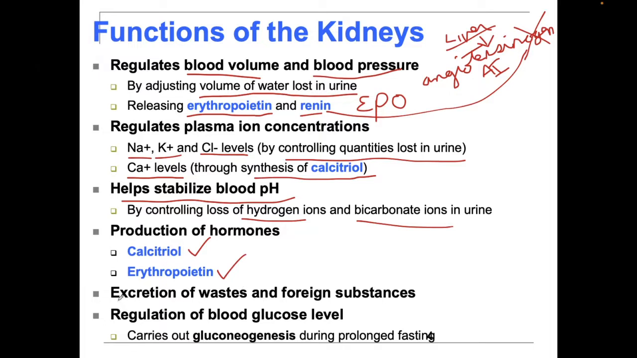The kidneys are involved in the excretion of wastes and foreign substances. It is associated with the liver. The liver and the kidneys kind of work hand in hand. The kidneys are involved in what we call phase 1 and phase 2 of liver detoxification. And then the kidneys are involved in what we call phase 3, which is the removal of those toxins and excreting it from the body.